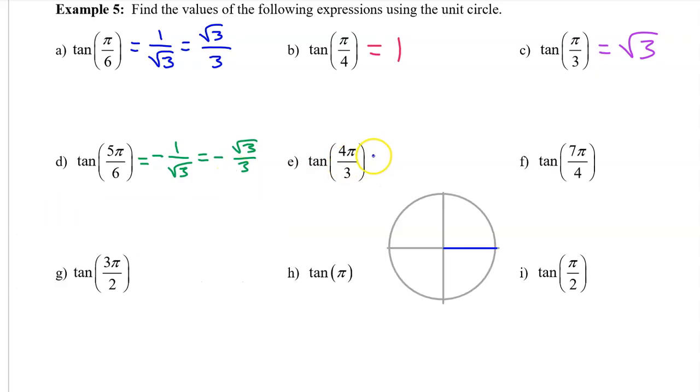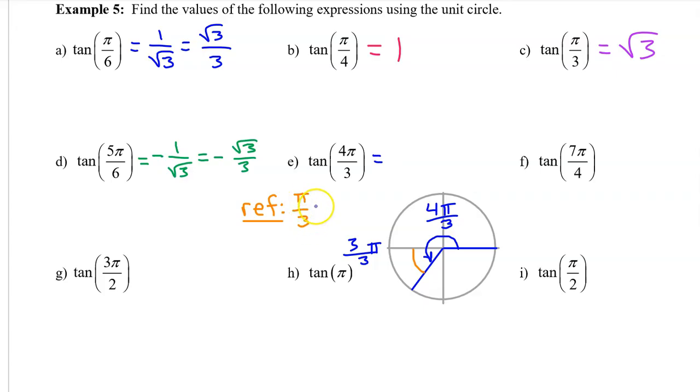Part E, in what quadrant is 4 pi over 3? Well, let's think of pi as 3 pi over 3. Then 4 pi over 3 will be pi over 3 more than 3 pi over 3. That places it into the third quadrant. Again, the angle between the x-axis and the terminal side is called the reference angle. Since 4 pi over 3 is pi over 3 more than 3 pi over 3, the reference angle is pi over 3.